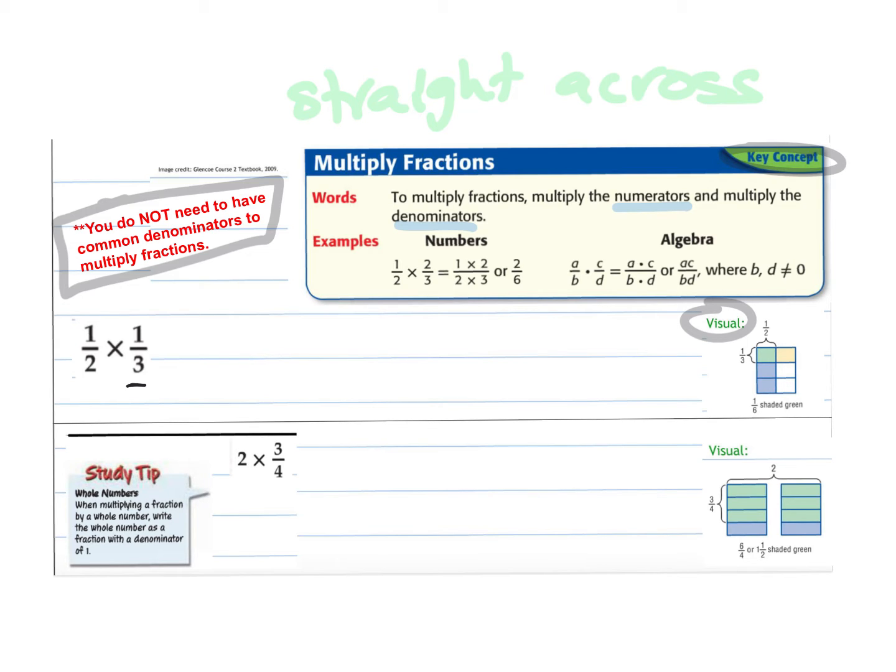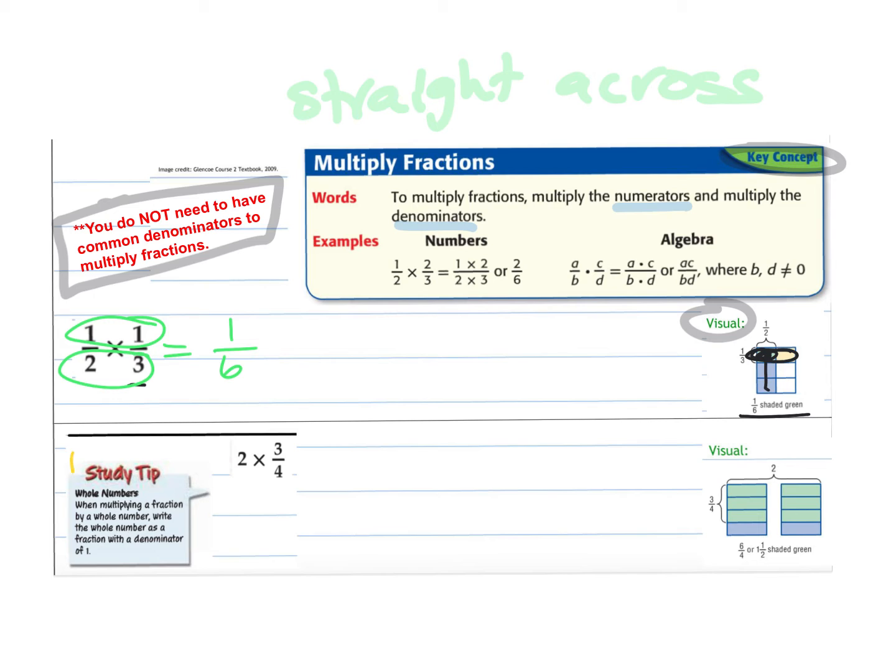So we only want 1/3 of 1/2. So you can see that we have 1/2 right here. We only want 1/3 of that half, which is actually just 1/6. Noticing multiplying across, 1 times 1 is 1, 2 times 3 is 6.